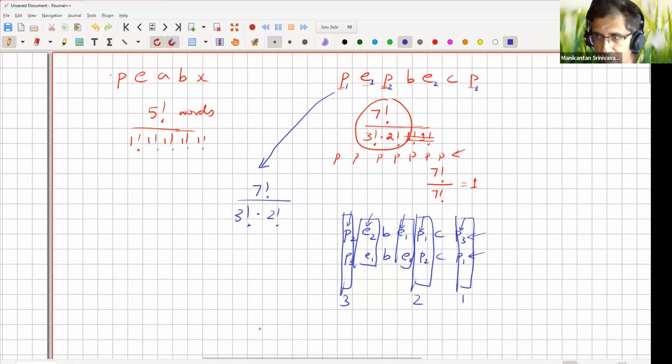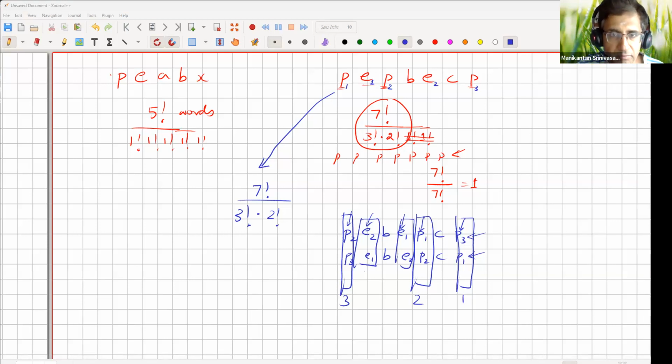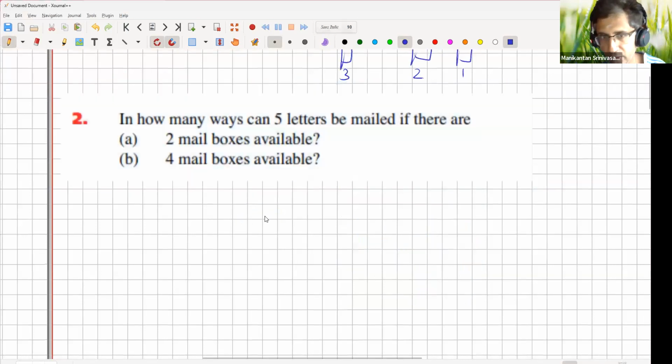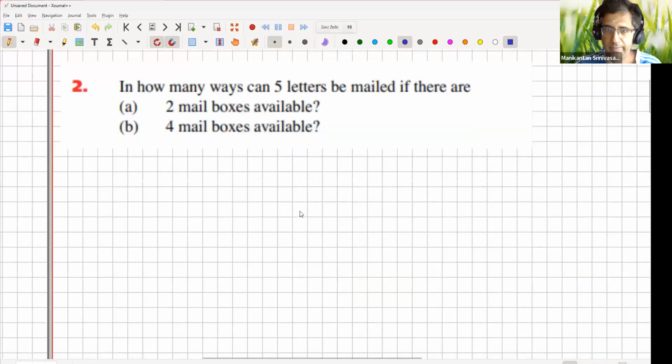Let's start to do problems, and obviously there'll be more concepts as we go. Okay. Can we do this? How many ways can 5 letters be mailed?